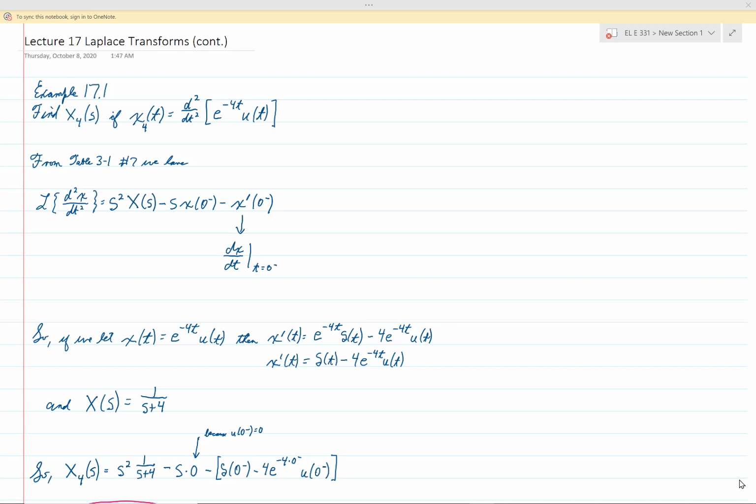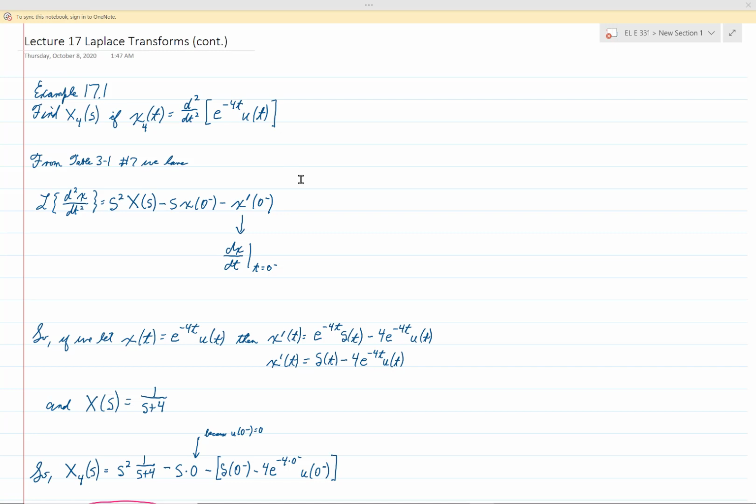Okay, so the first example we'll do in lecture 17 is example 17.1, and it says to find the Laplace transform of x4 of t, which of course we'll call x4 of s. So find x4 of s if x4 of t is given by this formula. It's the second derivative of e to the minus 4t u of t.